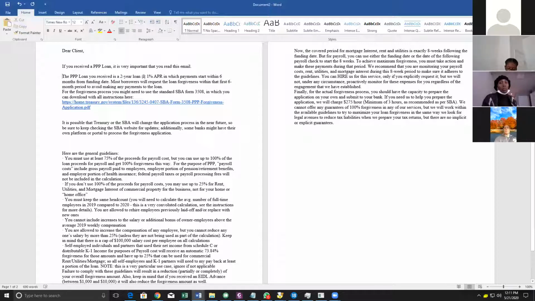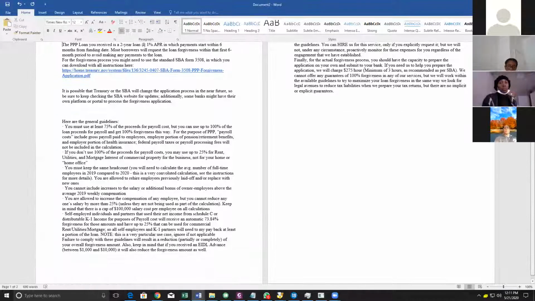So here are the general guidelines. You must use at least 75% of the proceeds for payroll, but you can use up to 100% for payroll and have it forgiven. Payroll includes the gross payroll paid to employees, the employer portion of the pension and retirement benefits, and health insurance. Those you have to prorate for 2 months. So if you make one payment a year for health insurance or retirement benefits, you just prorate it for the 2 months. It does not include payroll taxes or payroll processing fees.